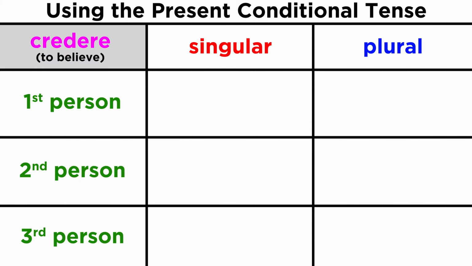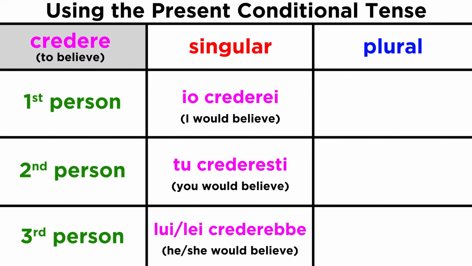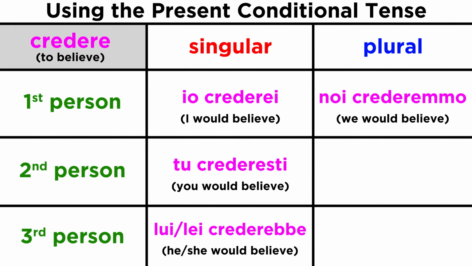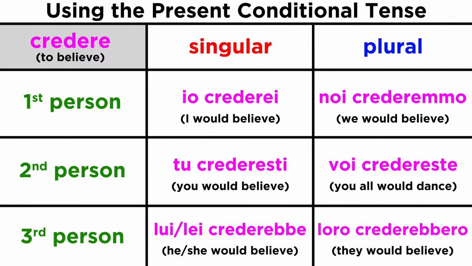Now for the second conjugation. Let's use credere, and we will see that all of the endings are exactly the same as for the first conjugation. All we need to do is drop the re ending. Io crederei. Tu crederesti. Lui o lei crederebbe. Noi crederemmo. Voi credereste. Loro crederebbero.